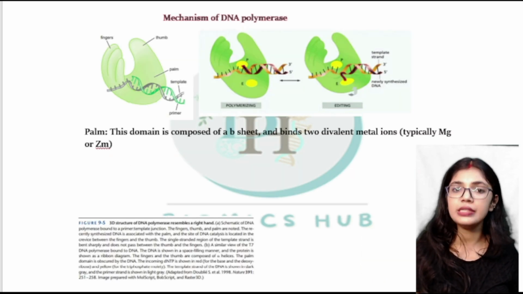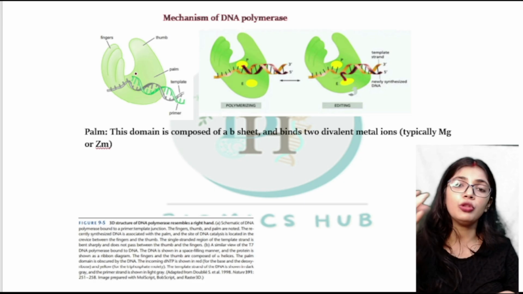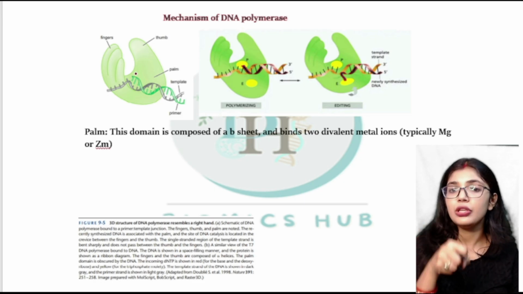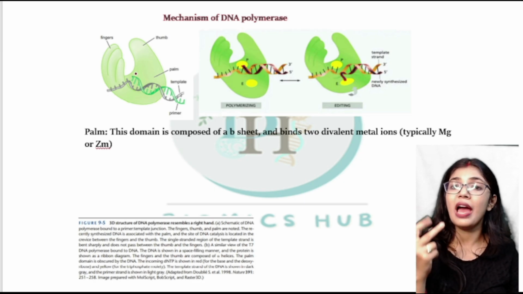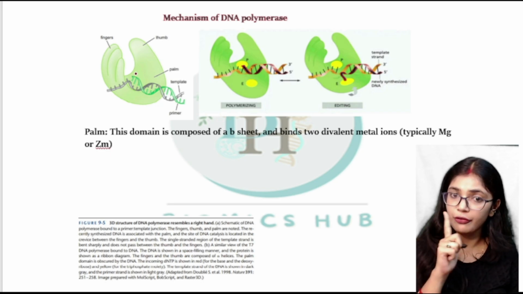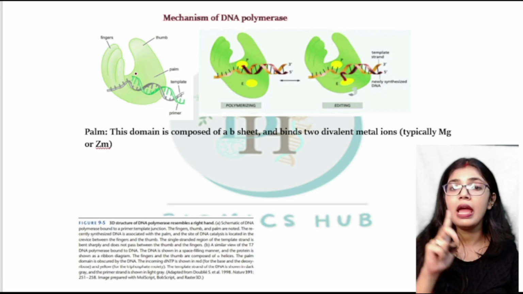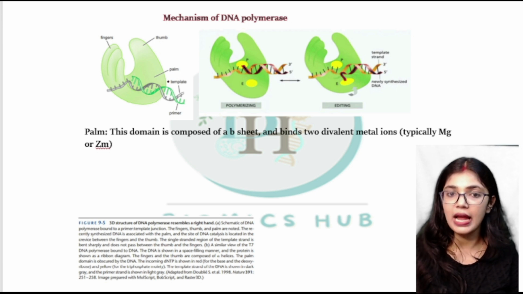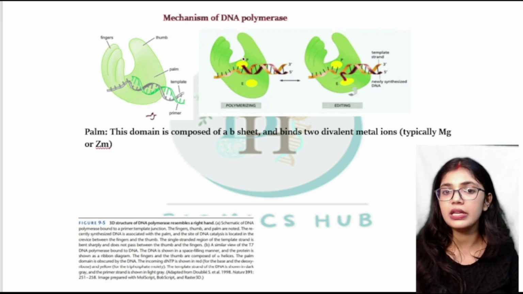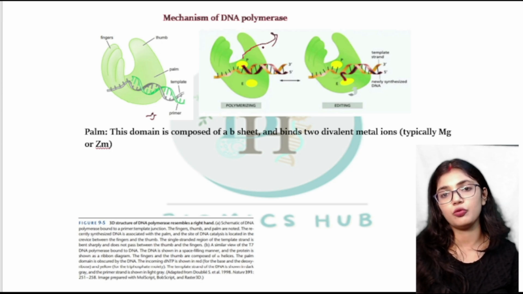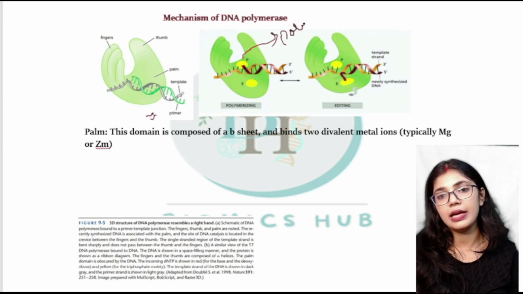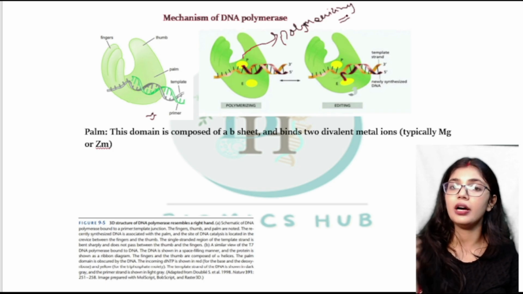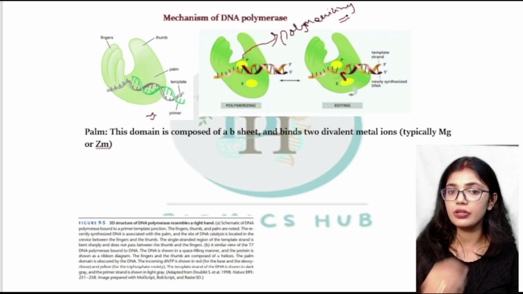Apart from this, how they bring the new nucleotide, it also has two domains: the first is the polymerase domain, and the other is the editing pocket. Here we can see this is the palm domain which was present. Here is the polymerizing domain, where the polymerization takes place, or the upcoming nucleotide comes and binds in this region by passing through this region.